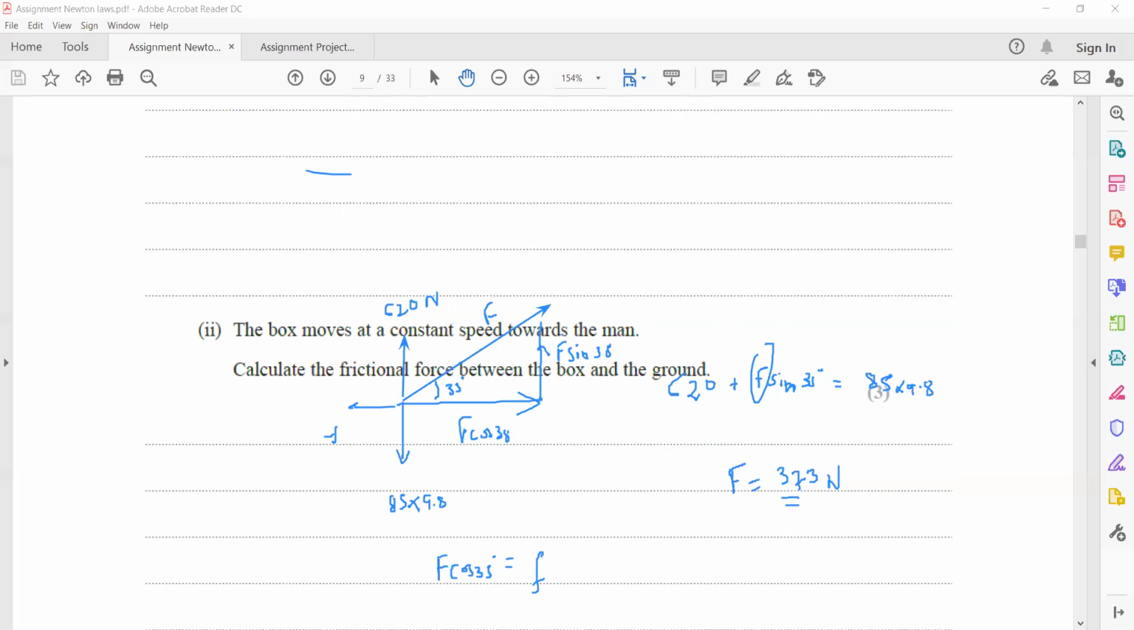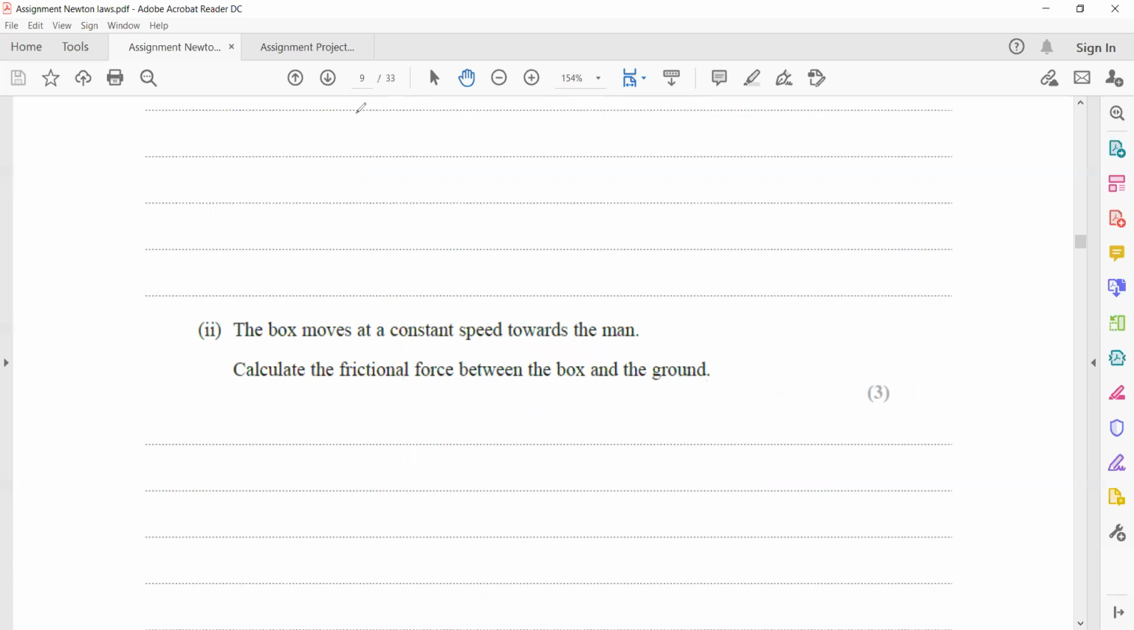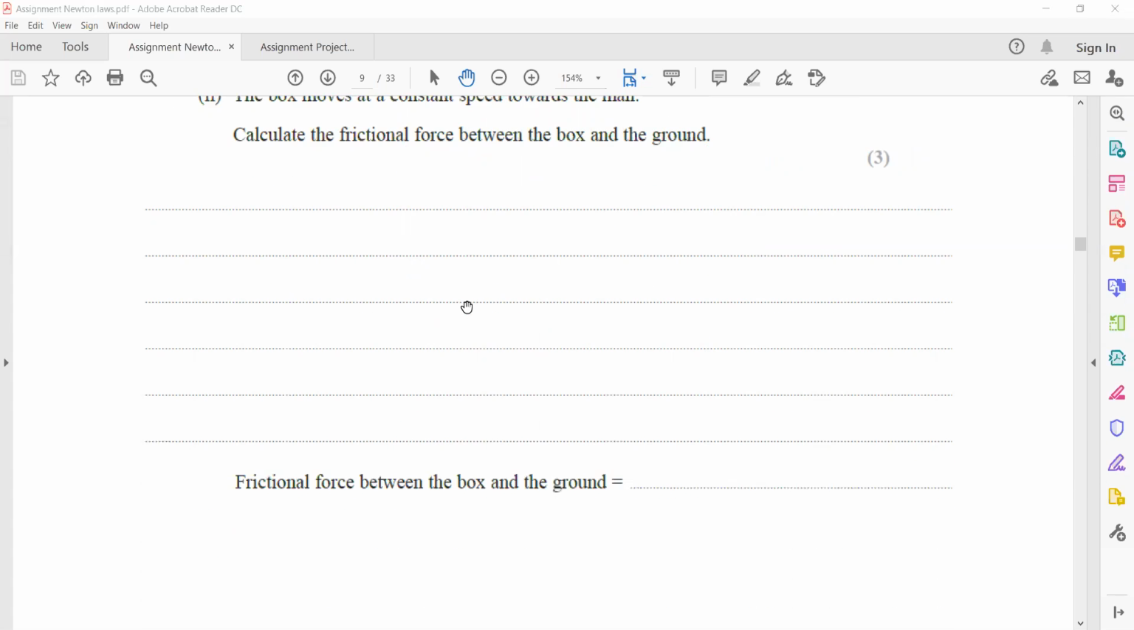310. If you use the value 370 cos 35, that will be equal to the frictional force, which is about 310. So the frictional force between the ground and the box is 310.